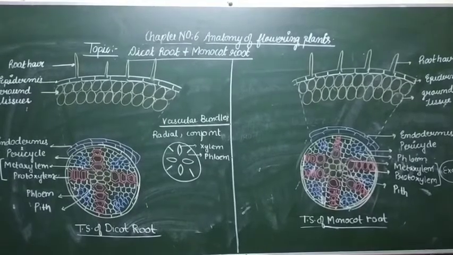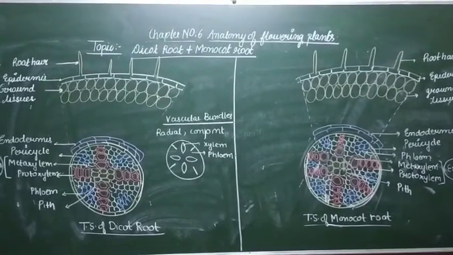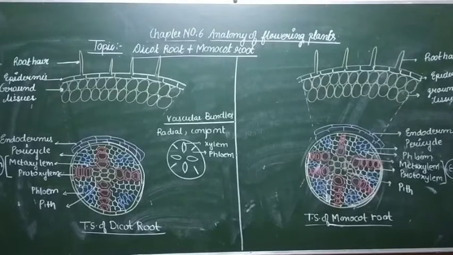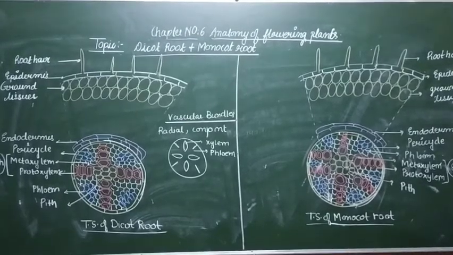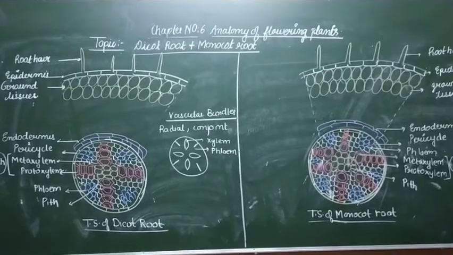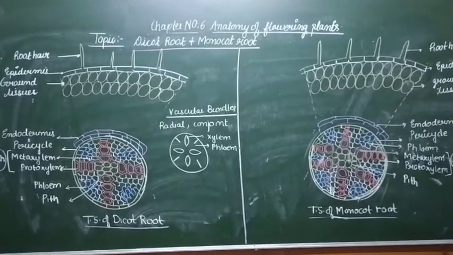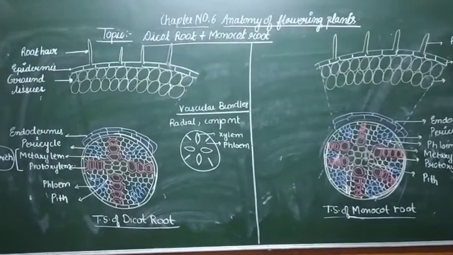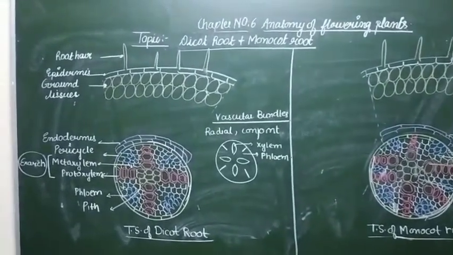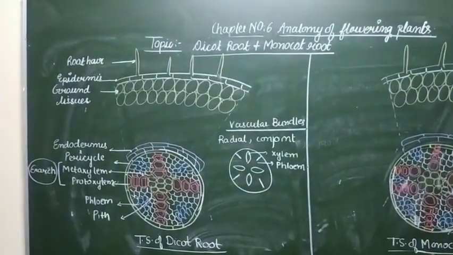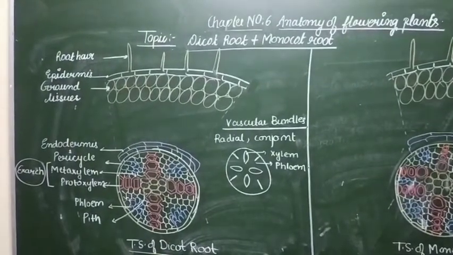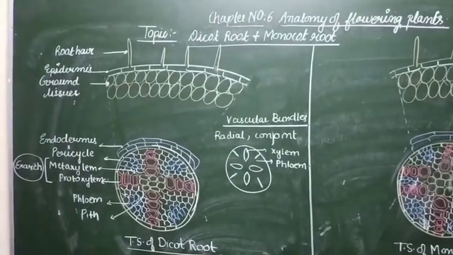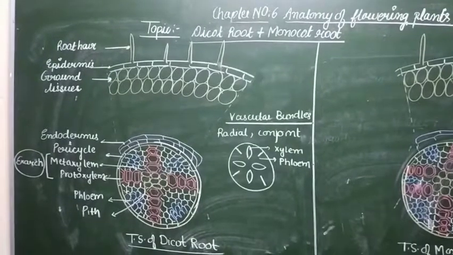Good morning, students. Today we are going to discuss a new topic of chapter number 6, that is the dicot root and the monocot root. Here I can draw both the diagrams, the transverse section (TS) of the dicot root as well as the transverse section of the monocot root. Now just have a look at this first diagram, the transverse section of the dicot root.